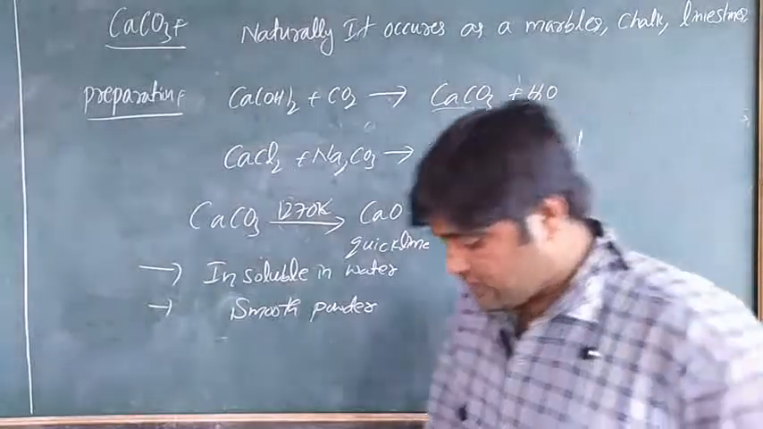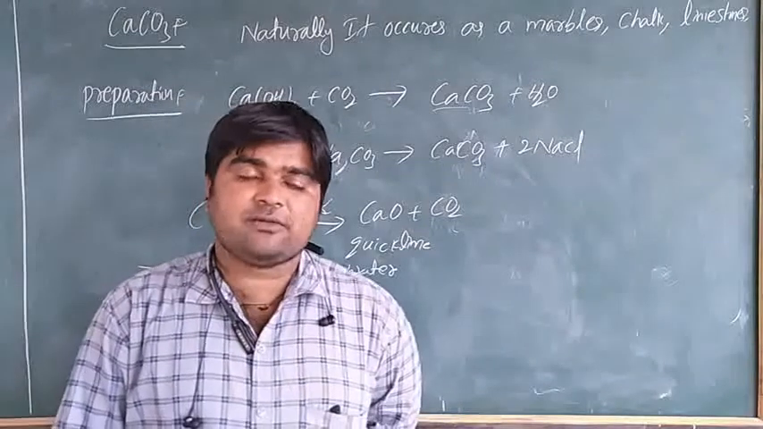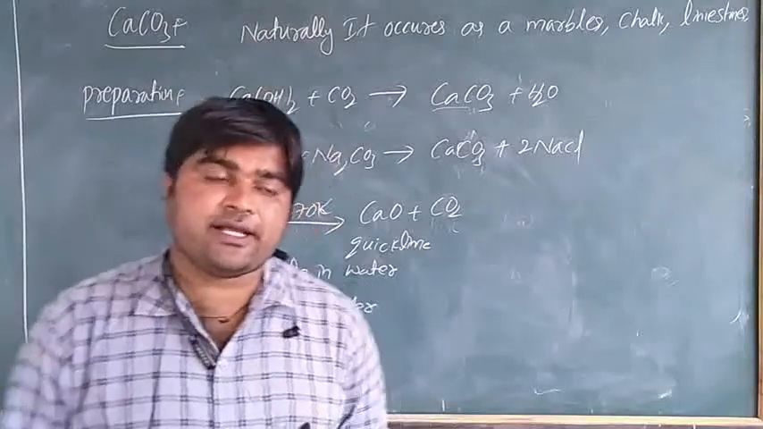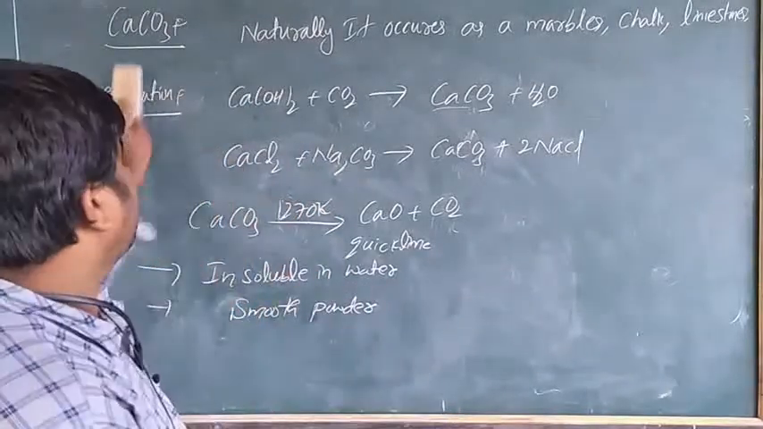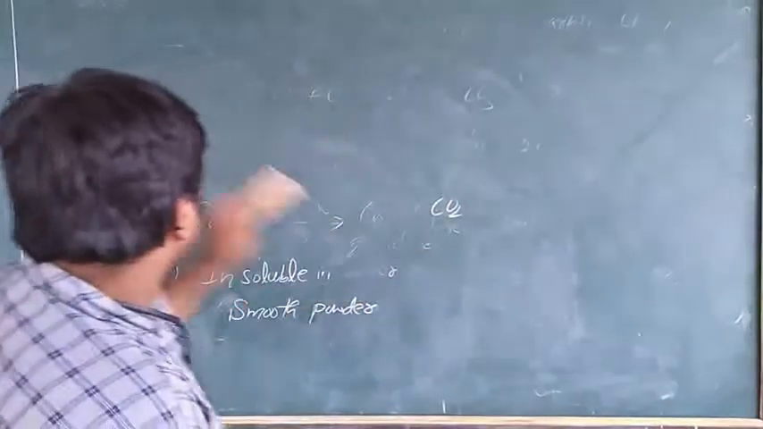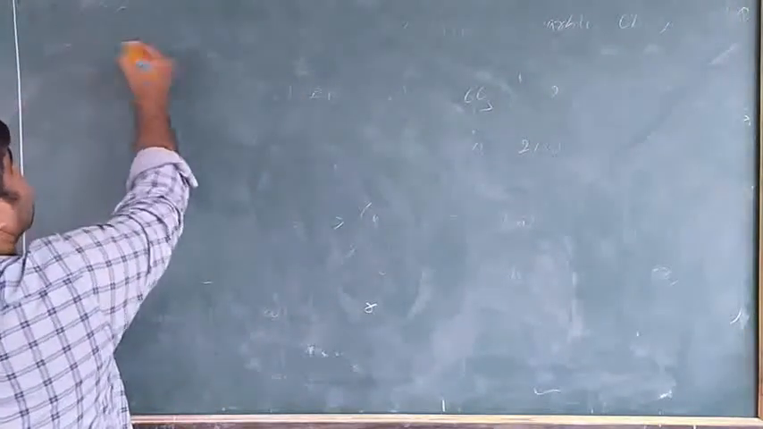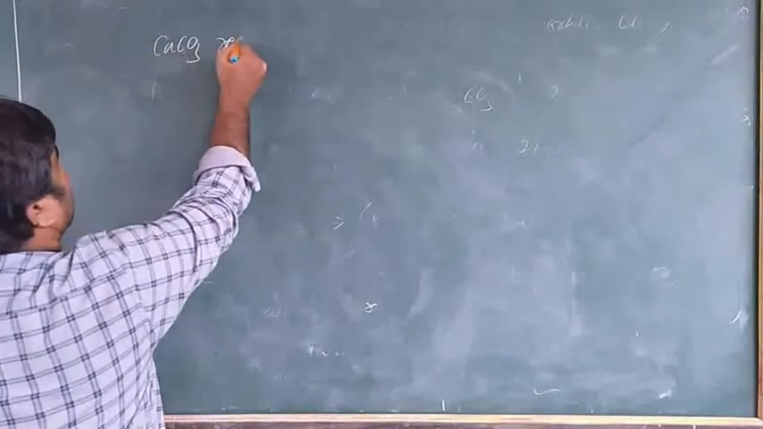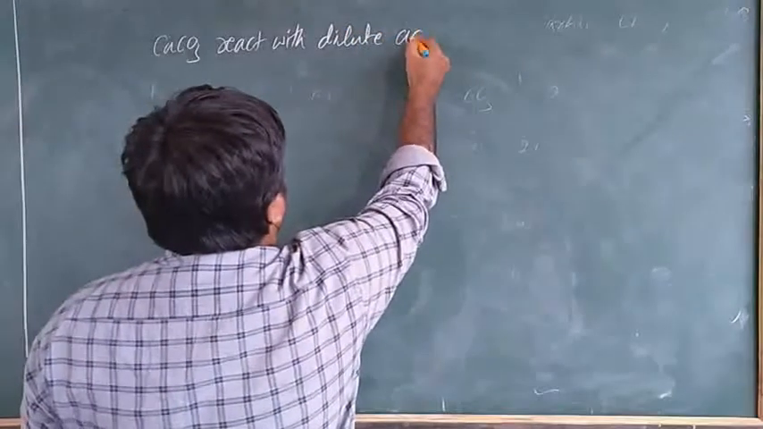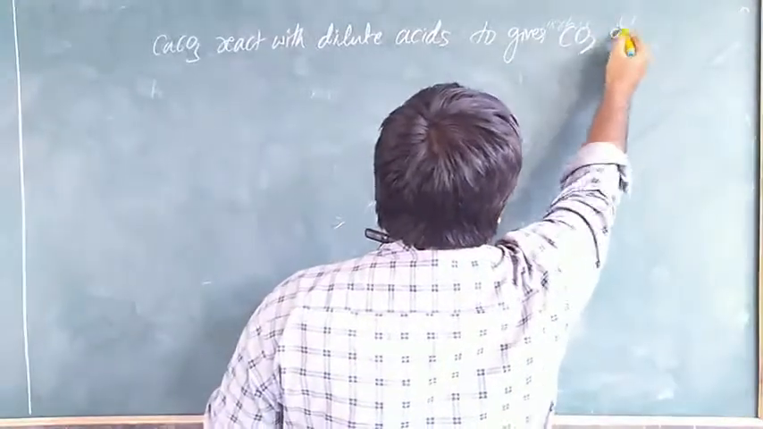Okay, and calcium carbonate reacts with dilute nitric acid. Calcium carbonate reacts with dilute acids to produce carbon dioxide gas.